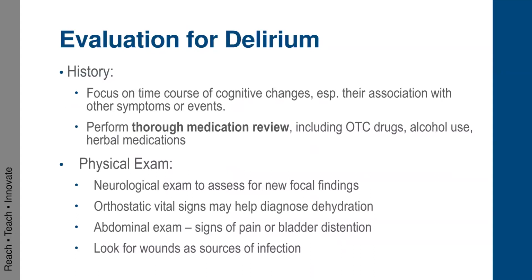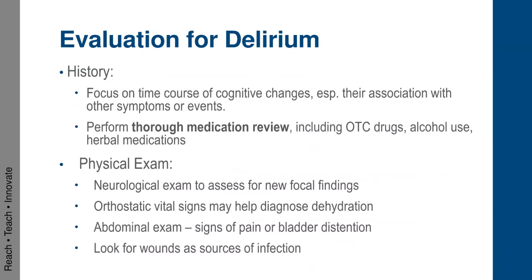So how do we evaluate for delirium? First, one of the most important features is the history. Focus on the time course of the cognitive changes. What was the association with other events, perhaps a recent surgery or changes in medication? So performing a thorough medication review, including over-the-counter medications, alcohol use, herbal medications, or other recreational drugs, being careful to go through every possible substance that was taken in by the patient.